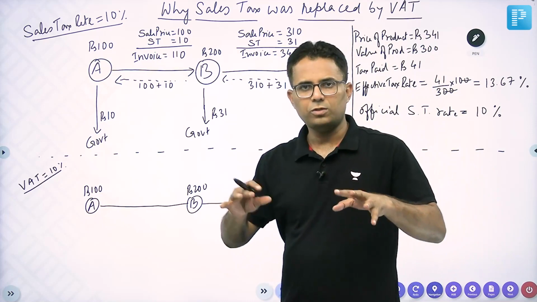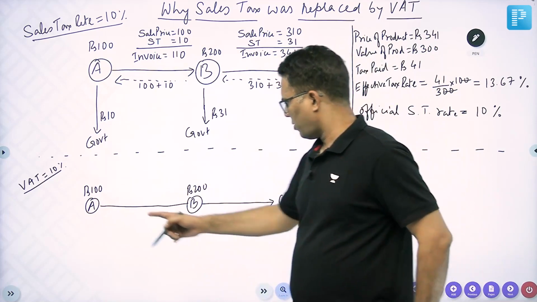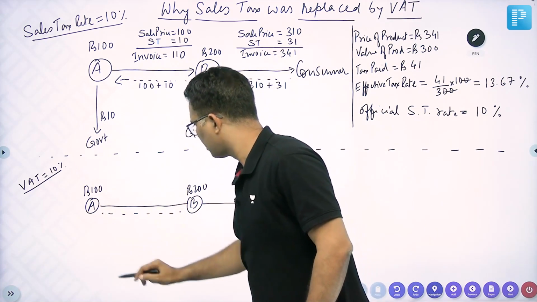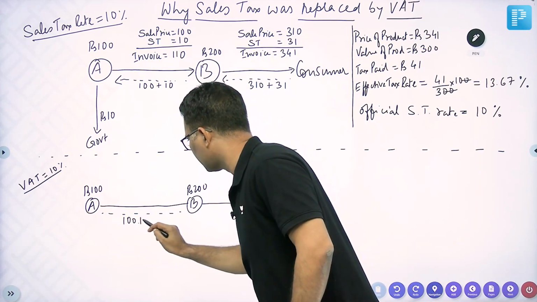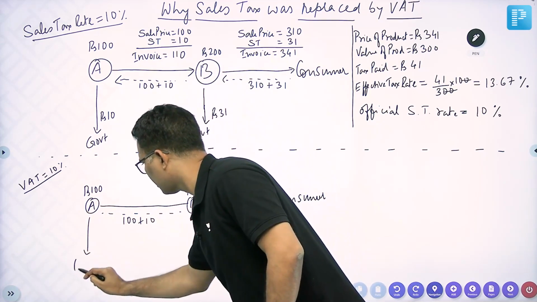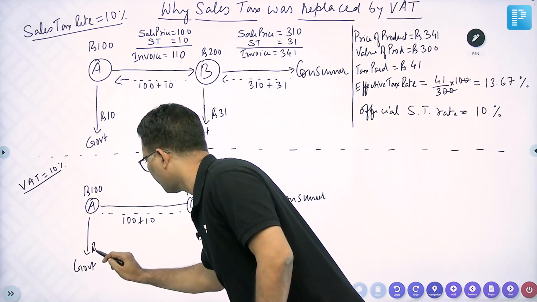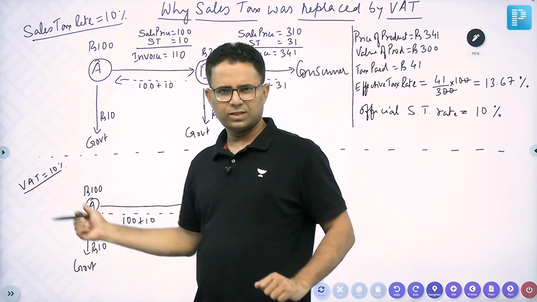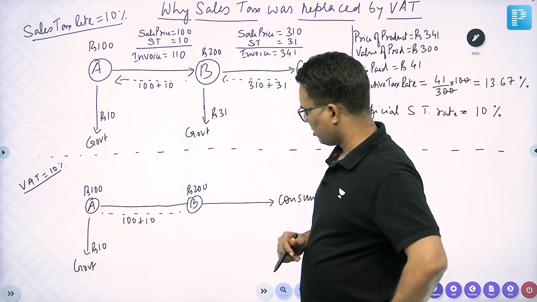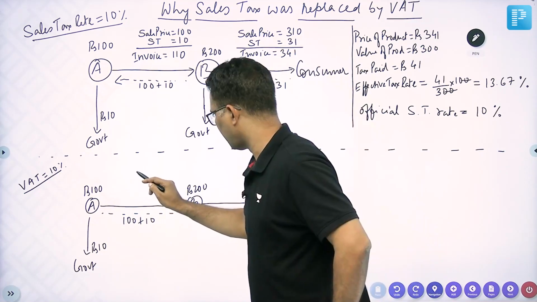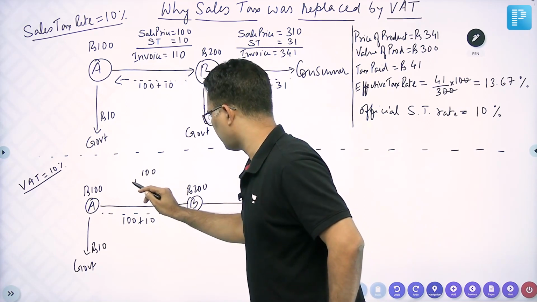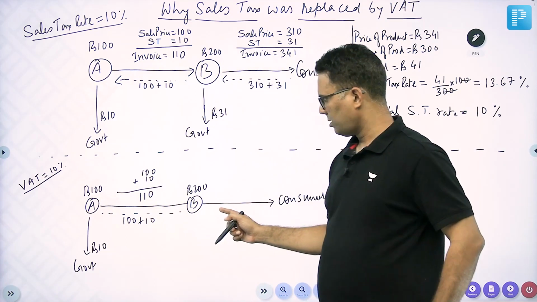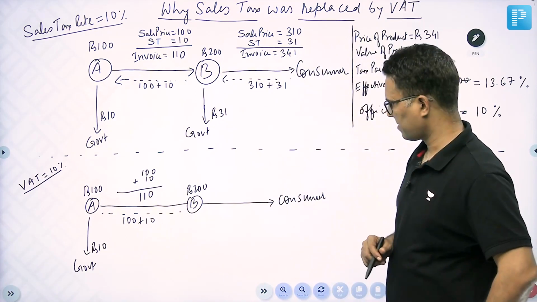So let us understand how it practically happens on the ground. For A, it's fine. A will sell to B, and B will pay 100 plus 10, and the government will get rupees 10. So this is how the billing happens, assuming that A is not purchasing any inputs: 100 plus 10, government gets 10. So A will sell to B, B will pay 100 plus 10, and the government gets 10.